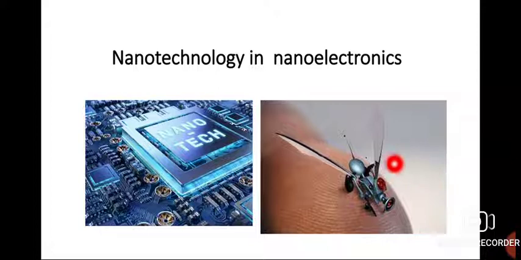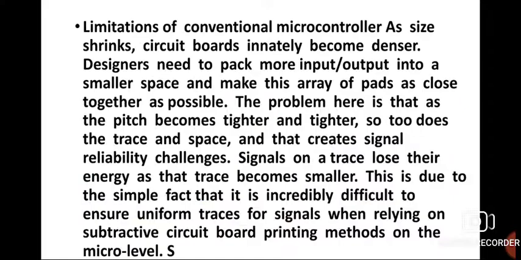Now you see this one. This is a bug, which is also in the range of nanoscale. These operate in the nano range. The cameras installed in this bug are in the range of nanoscale. So these are the components which are nowadays used for higher applications. They work on the nano scale, and hence the components are known as nanoelectronic components. Get it?